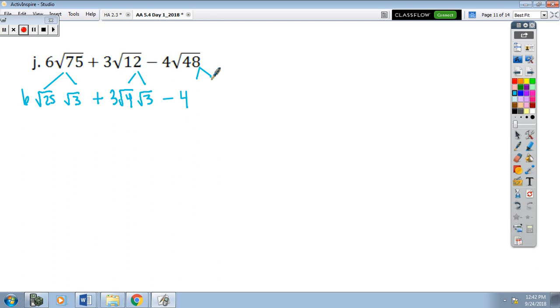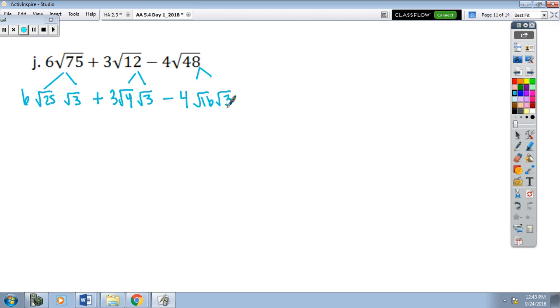And then 48 is the most confused number for this. People want to do 6 and 8, of course, but 6 is not a perfect square and 8 is not a perfect square. And then you guys will do 12 and 4, which works, but it's not the biggest perfect square. What's the largest perfect square that goes in? 16. If you pick 12 and 4, you'll just have to keep breaking the 12 down into 4 and 3. And then you'll see that we have square root of 3 in each of them.